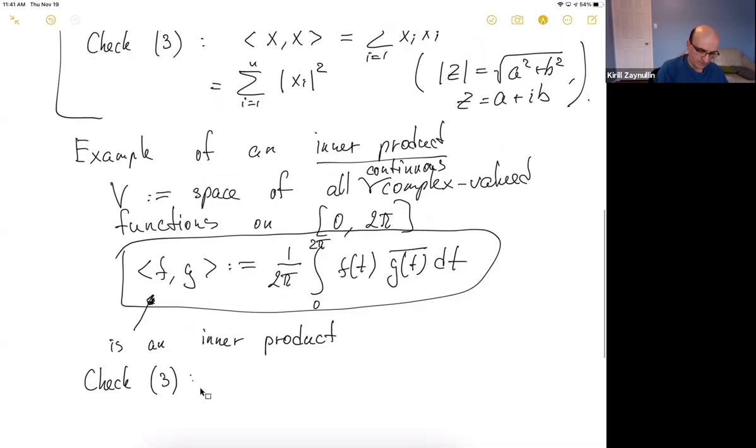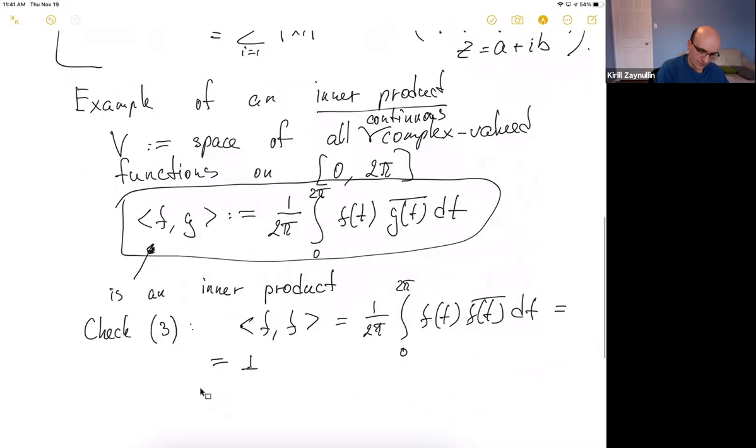Why? For instance, what is f comma f? By the very definition, it is the following integral from 0 to 2 pi of f(t) times f(t) bar, dt. But then you can simplify it. What do you get? 1 over 2 pi, the integral from 0 to 2 pi of what? What is f(t) times the conjugate of f(t)? f(t) is a complex number, so a complex number times its conjugate is the square of its absolute value. So I just put it here like this, absolute value of f(t) squared, dt.